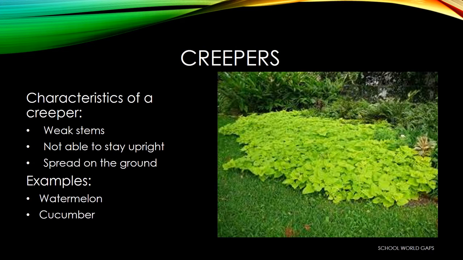Next up we have creepers. A creeper actually has very weak stems, so it is not able to stay upright, obviously. To get sunlight, to be able to photosynthesize, they spread on the ground. If they are spread over a large area, they can absorb sunlight. Common examples are watermelon and cucumber. Even if we have not seen their creepers, very commonly we have eaten them, right?